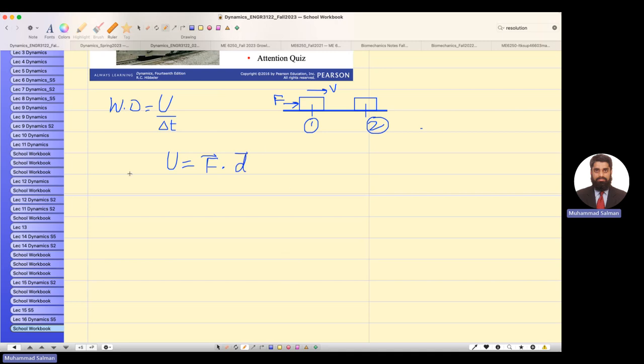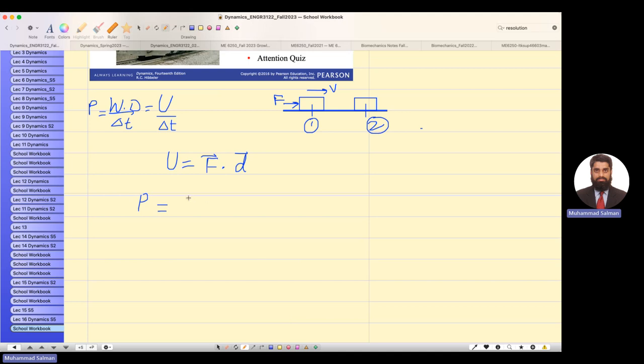Okay, and energy, this is our work done, and the power is actually the, I'm sorry, can you correct this one? This is the power. The rate of doing work, time rate of change of work is the power.